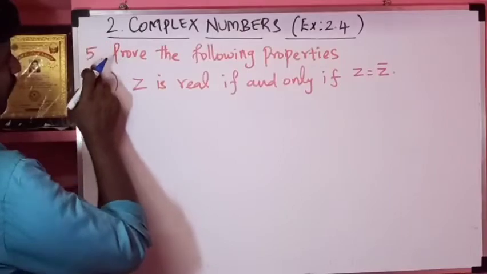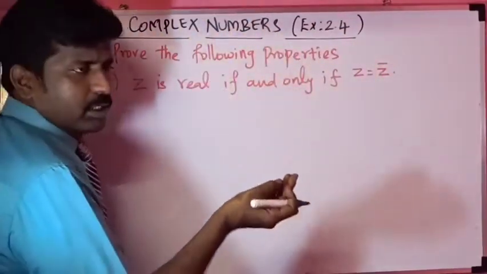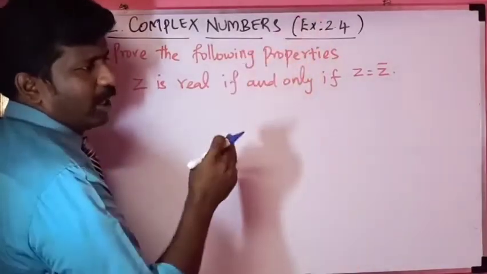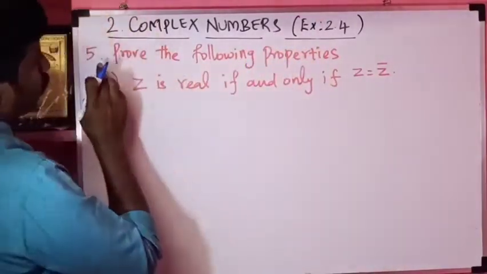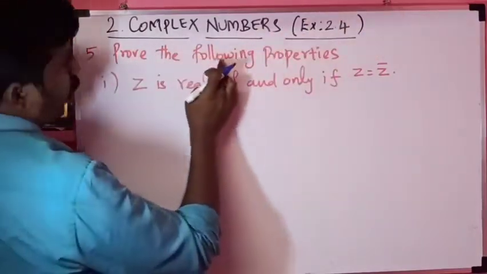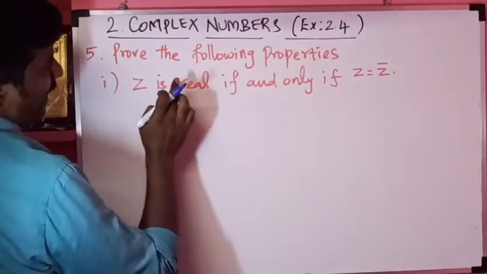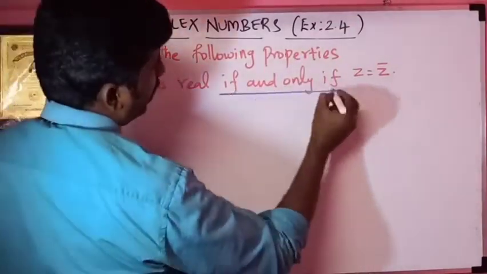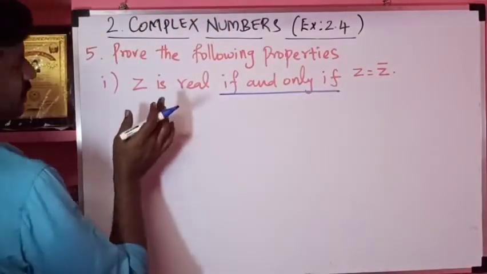See the question number 5 in exercise 2.4. இதுக்கு முன்னாடி வீடியோஸ்ல வந்து the exercise 2.4 ல first 4 questions solve பண்ணிருக்கோம் இல்லையா? So this is the question number 5 in exercise 2.4. Prove the following properties. The first question, Z is real if and only if Z is equal to Z bar, right? So what is here?